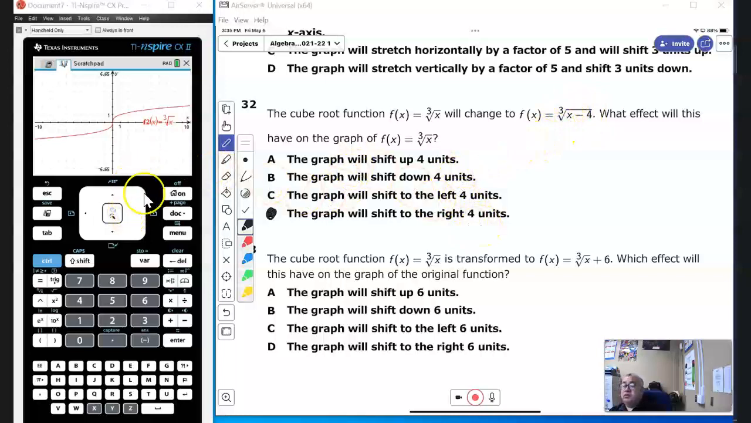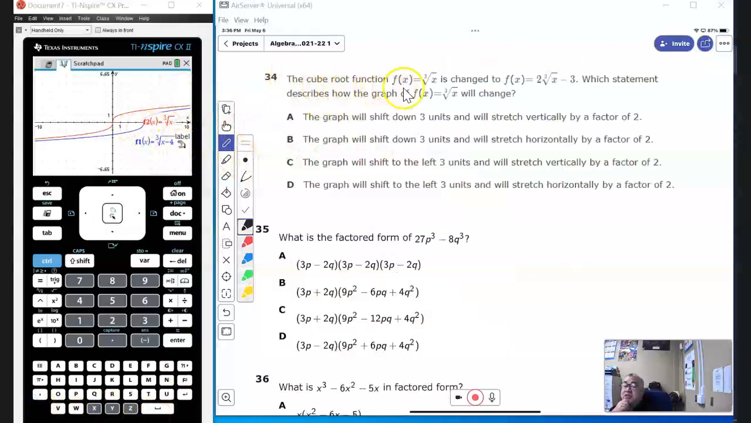So let me show you using the calculator here. So I have cube root, the index is 3, x, and it's x minus 4. So you notice it does shift to the right. Okay, so yes, I've been teaching you how to use the rules, but I would always verify with the calculator, especially on the tests.